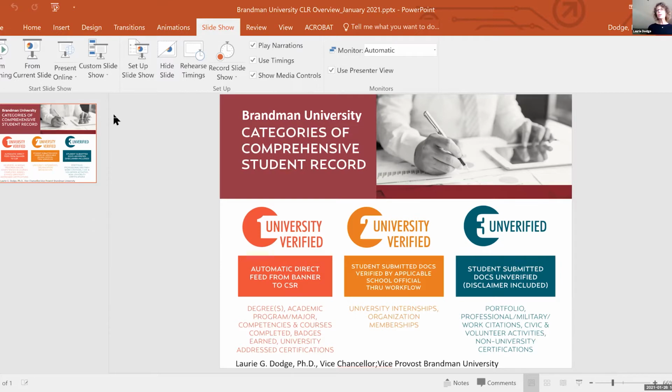The second piece is also university verified, but students submit pieces like some type of internship or organization that they're part of, or membership. And so the university will verify that, and that's uploaded. The third is the unverified piece that students can build on their own. And that may include portfolio, some type of work citations, volunteer activities, awards, resumes. So there are those 3 pieces. That was the infrastructure that we built. It's all based around the competencies with metadata behind that.